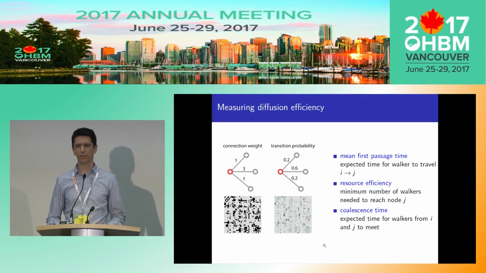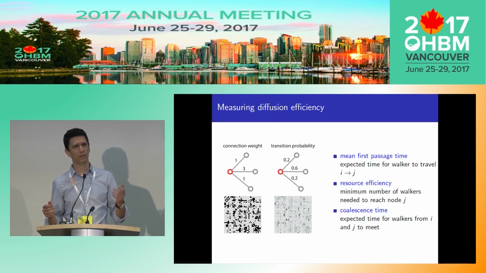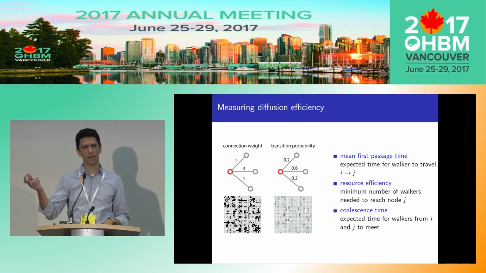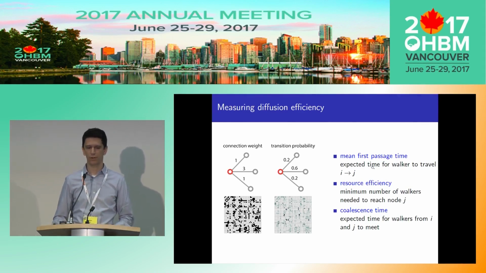When you have that, you can compute a lot of measures that are analogous to what we saw with the shortest path framework. So for instance, you can ask, if I start a signal in a particular brain area, how quickly will it arrive at some other target area? In other words, what is the mean first passage time for that random walker to hit that target node?